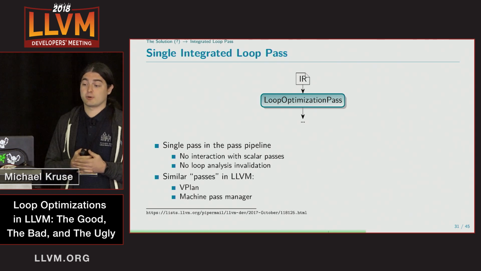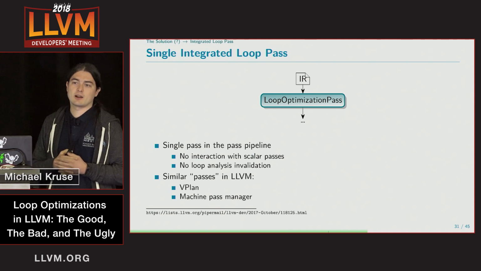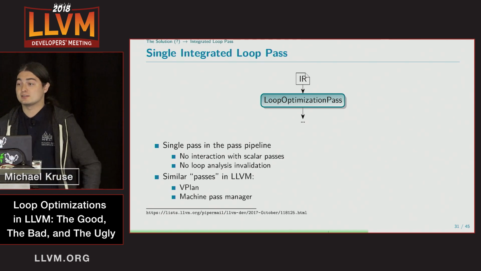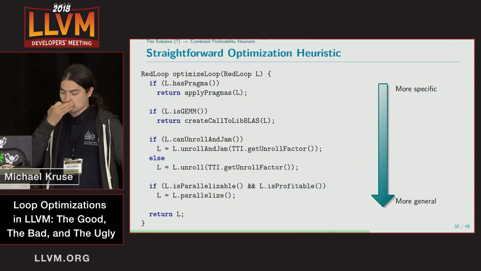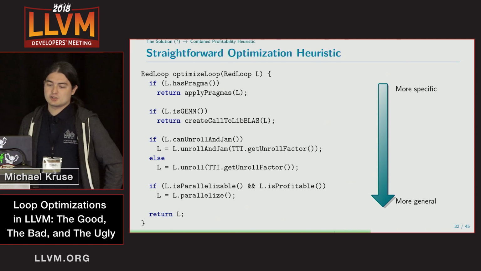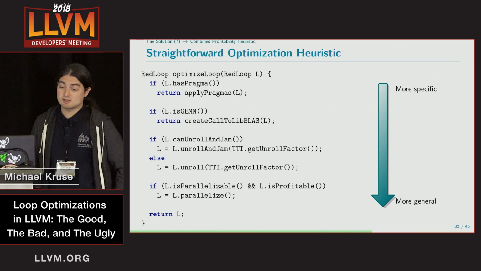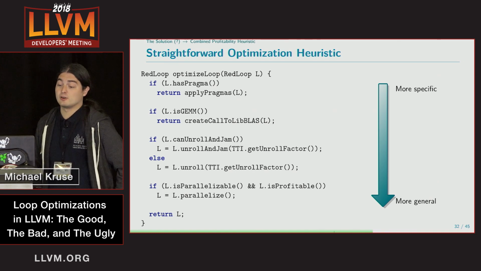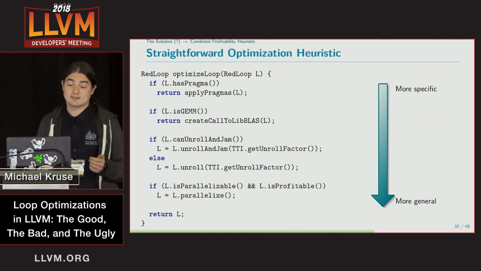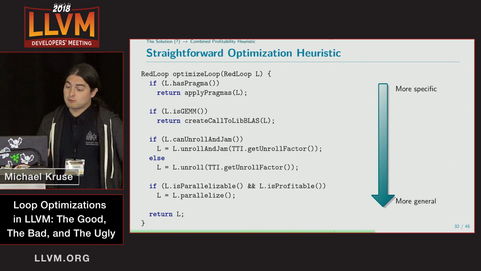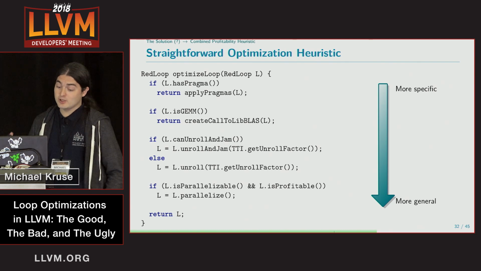a single integrated loop pass, which cares for all of it, which has some control over what analysis one can preserve, and there's no non-loop pass in between. So you can apply the optimization like this. You get from more specific things to more general ones. Very specific is if you detected a matrix multiplication and instead call a BLAS library. The unroll-and-jam can just check, okay, if we can unroll-and-jam, then do it, otherwise do an unroll.